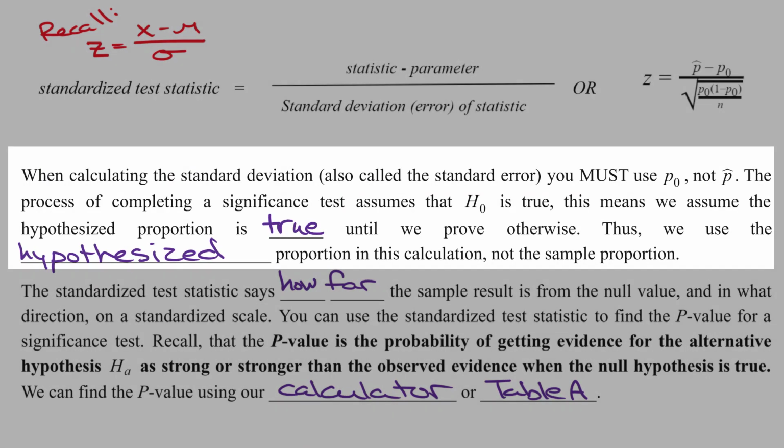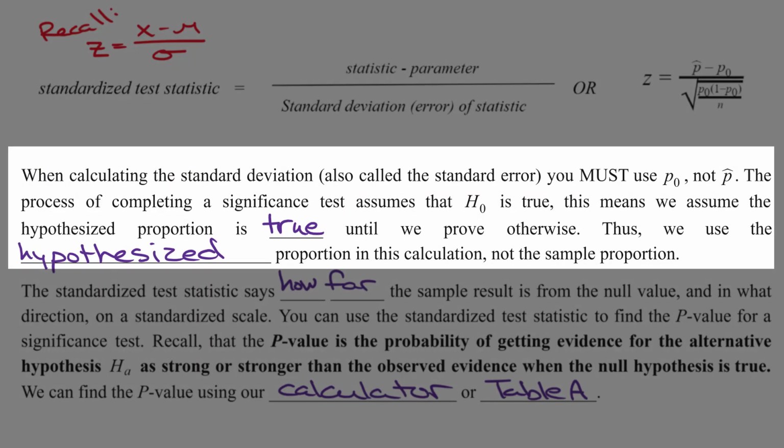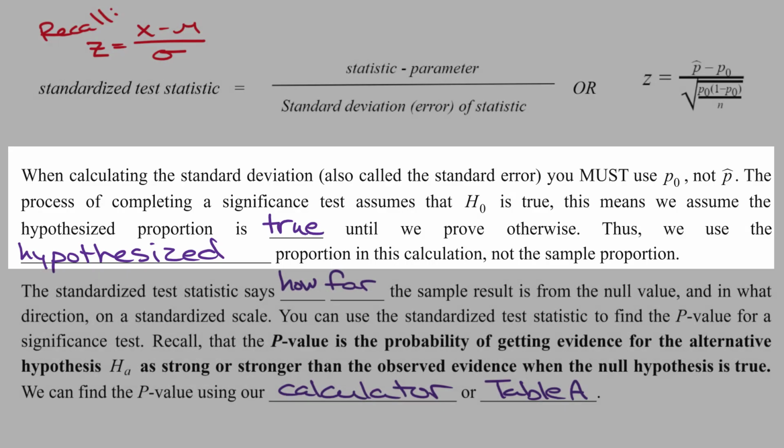So just to emphasize it one more time, you must use your p-naught, not the p-hat, when you're calculating your standardized test statistic. The reason is that we are assuming our null hypothesis is true, so until we prove otherwise, we're going to continue to plug in our hypothesized proportion for our calculations, not the sample proportion.